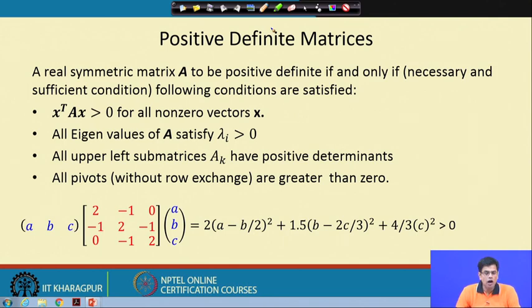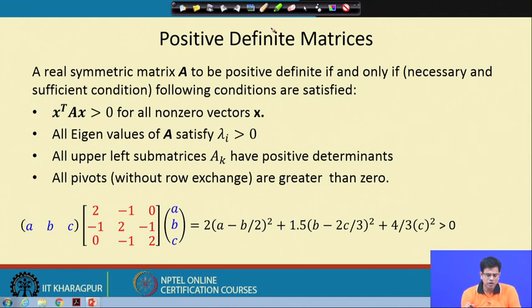So, this I will explain. Eigenvalues we are not discussing in this course, but I hope that all of you have an idea of what an eigenvalue is. And then the last point, which we have already learned in the last class, is that all pivots without row exchange are greater than 0. So, the first condition is that for all non-zero vectors x, x transpose A x, which is a scalar, has to be greater than 0. The second condition is the eigenvalue condition, and the third condition is that the upper left submatrices A k have positive determinants.